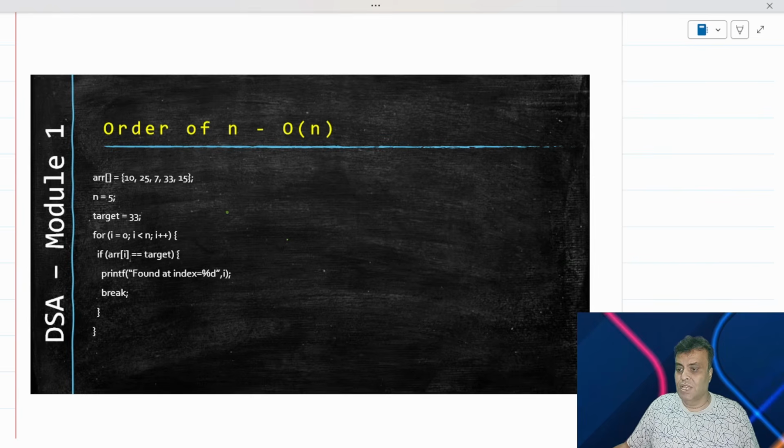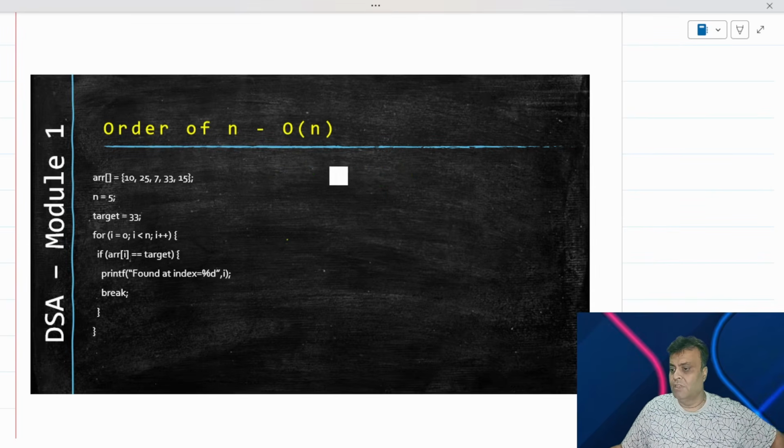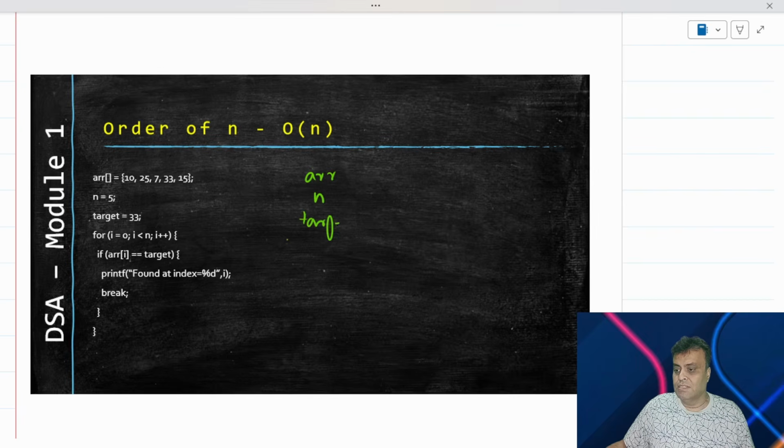So here you will see that this needs n words. The more number of arrays, pockets you will give, the more words it will need from a space standpoint. In fact, let us write the variables that we are going to typically use here. So ARR is the space we will need, n is the space we will need, target is the space we will need, i is the space we will need. That's all we will need.